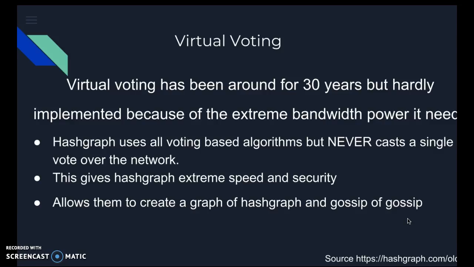Well, Hashgraph uses virtual voting, and virtual voting has been around for over 30 years. It actually has fantastic security properties. The problem with virtual voting is that it requires an extreme amount of bandwidth. That makes it really inefficient, and that's why it's not adopted. But Hashgraph, all voting comes, but they never can single vote. Thinking how that works, that kind of really seems. But they do this by using Gossip Protocol talked about.